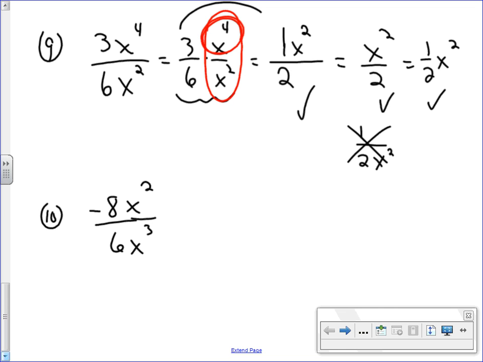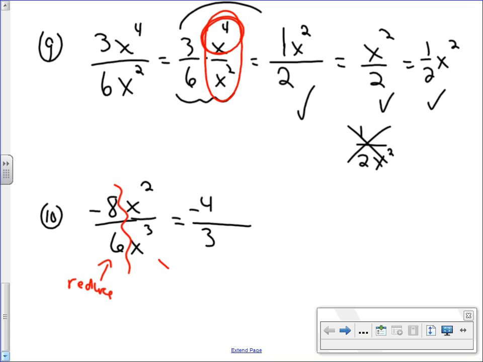We're going to separate this and think of it as two separate pieces. You don't have to write the step. You can just think of it as two separate pieces. So for the coefficient part, you just reduce like you always have. -8 divided by -6 reduces by 2, so you get -4/3.